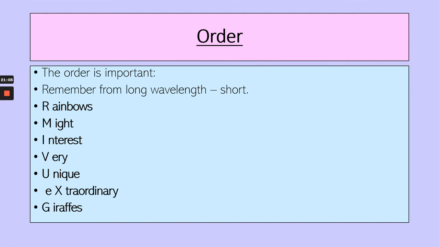Okay, so in your exams, you'll need to remember the order of the spectrum. The order goes from long wavelength to short. And we can use different things to remember this. As you can see here, I've used "rainbows might interest very unique, extraordinary giraffes." So I know that the first one, rainbows, is radio waves, might, microwaves, interest, infrared radiation, very, visible light, unique, ultraviolet, extraordinary, X-rays, and giraffes, gamma rays.